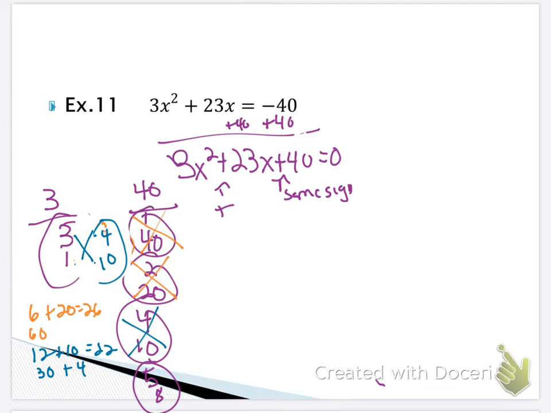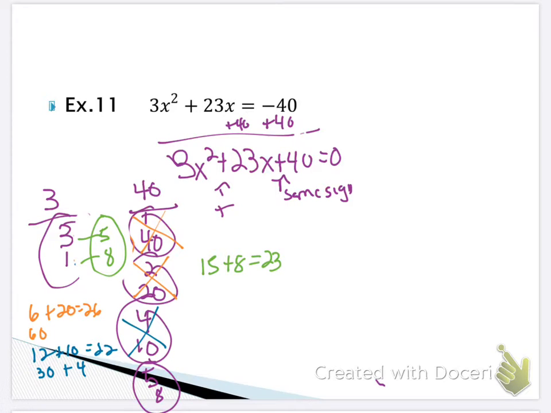So we're at 5 and 8. Again, we're looking for 23. 5 and 8. 5 times 3 is 15. I'm going to do that over here. 1 times 8 is 8. 15 plus 8 is 23. So we see that's the one we need.